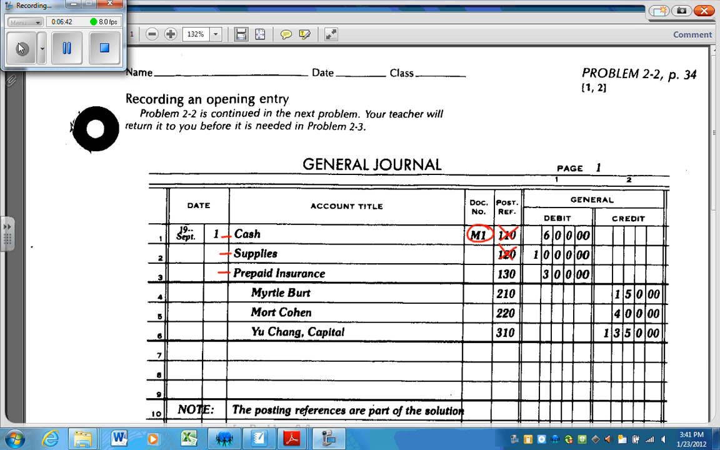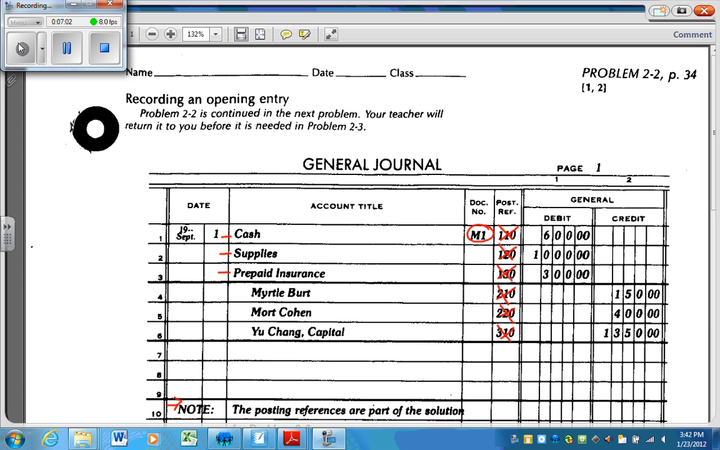For the sake of this part, these are going to be empty right now. So nothing will be in yours. You'll see at the bottom here it says note. The posting references are part of the solutions, and it's actually for another assignment down the road. So you're going to pretend like those have nothing in them at the moment.